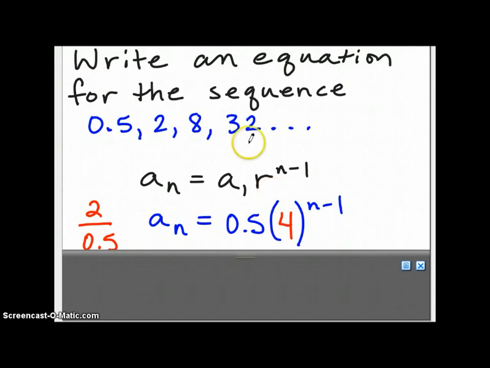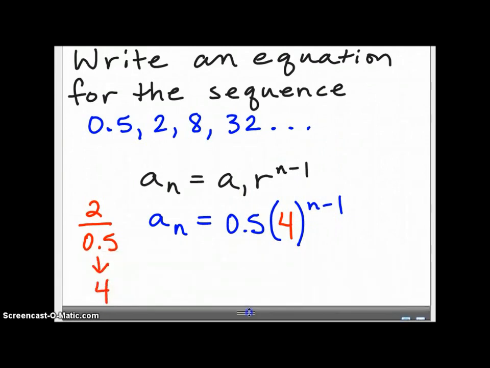So that's our ratio. And if we checked and did 8 over 2, well, yes, that reduces to 4. And then 32 over 8, also 4. So our first term is, of course, 0.5. We don't know n, how many terms we have, because you see the ellipsis, which means it goes on. So this is our equation: a sub n equals 1/2, or 0.5, times 4, our ratio, to the n minus 1. That's our equation.